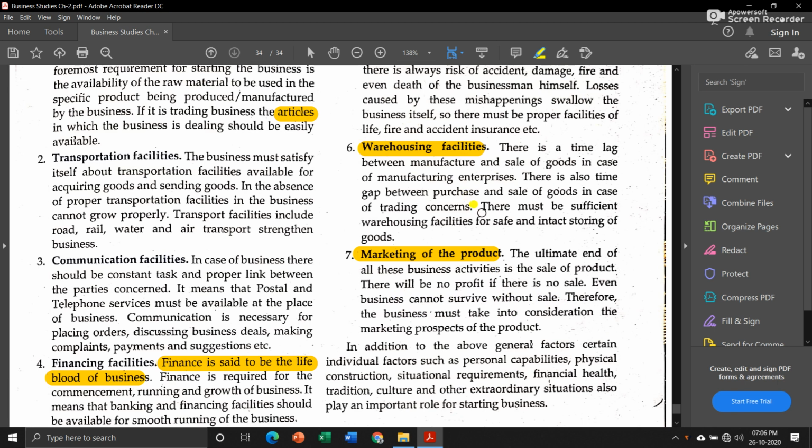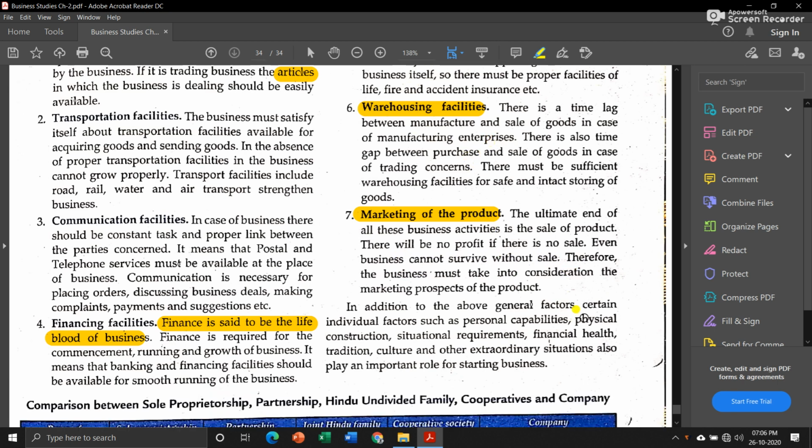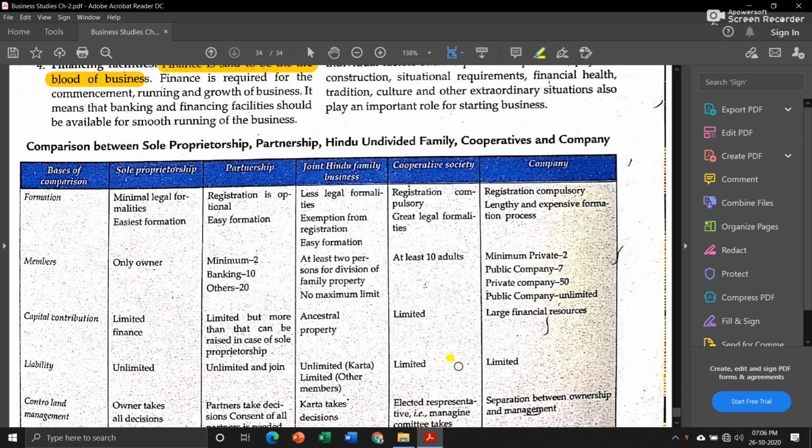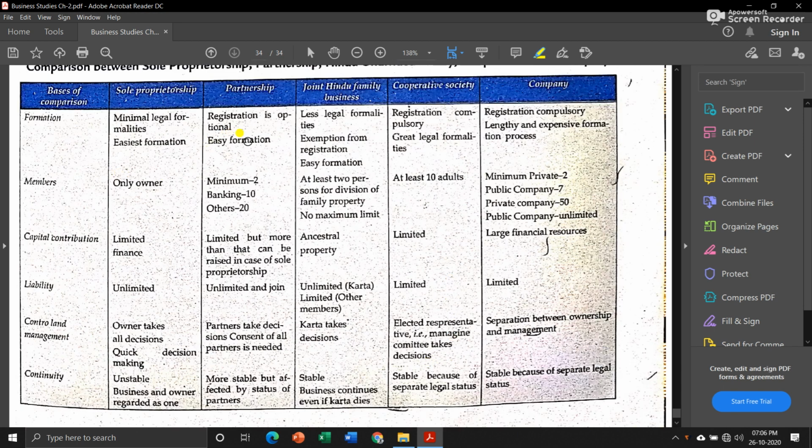So these 7 were the general or the main factors that you have to keep in your mind before starting any business. But there are certain factors as well, like personal capabilities, physical construction, situational requirements, financial health, tradition, culture, and other extraordinary situations. They are important while running a business. Now there is a comparison between sole proprietorship, partnership, joint Hindu family, cooperative society, and company.